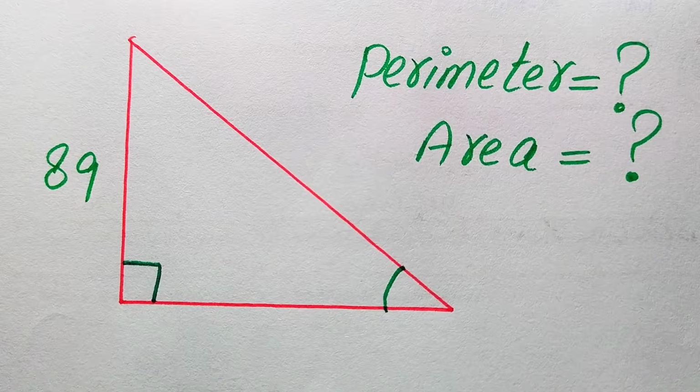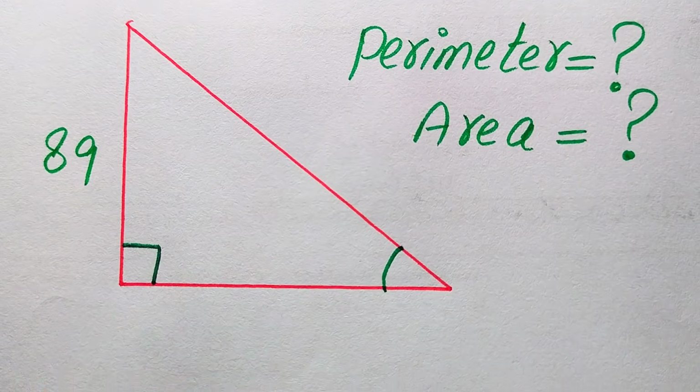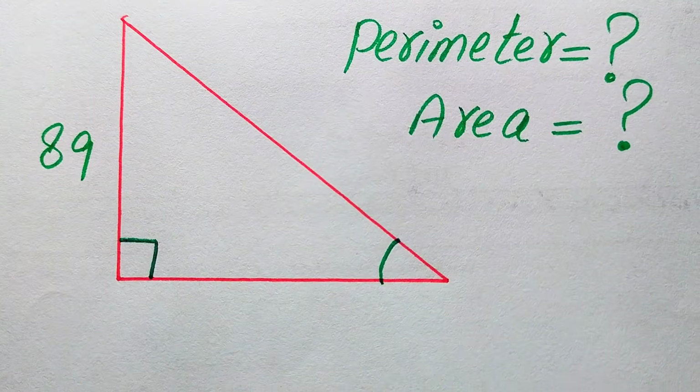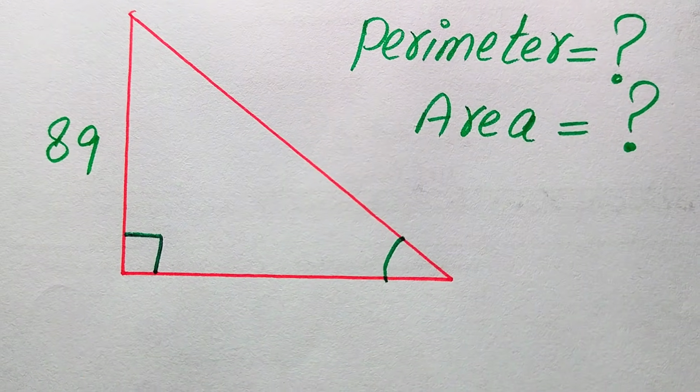And now we move towards the solution of this problem. First, you see that this is a right angle triangle because you see that this is the right angle. So you know that in a right angle triangle, the Pythagoras theorem holds. So we apply the Pythagoras theorem here.